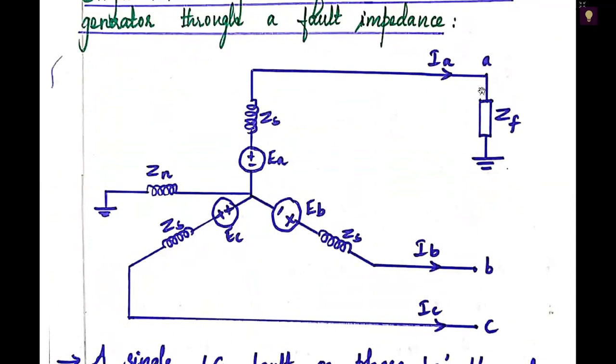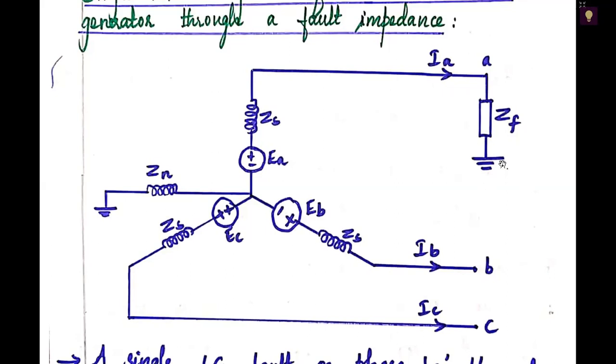We assume that a single line to ground fault occurs at phase A. The terminal of phase A is connected to the ground through a fault impedance ZF. So it is not a direct short circuit of phase A with respect to ground. It connects to the ground through a fault impedance ZF. Now the fault current IF, which flows through the fault path, terminal A to the ground. So the fault current IF is equal to IA.